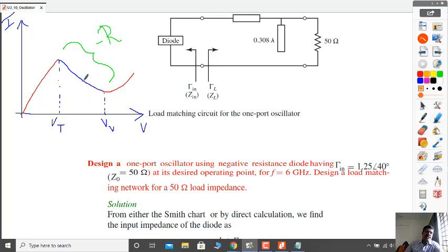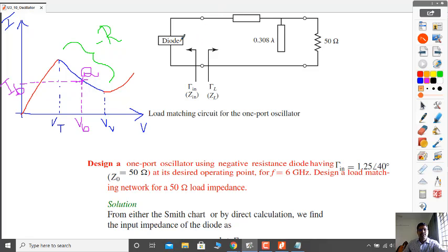Let us say I have taken this point as my biasing point. Then the corresponding bias voltage will be Vb, and the corresponding current is Ib. This is a DC current, this is a DC voltage. This is called the Q point.